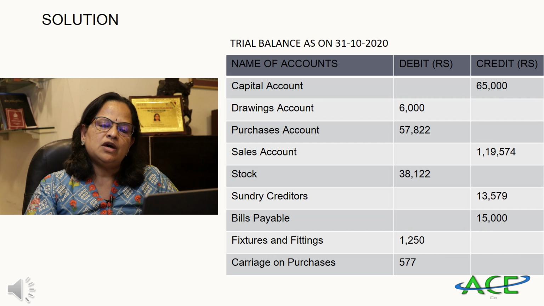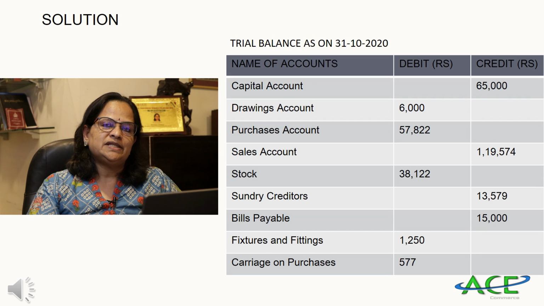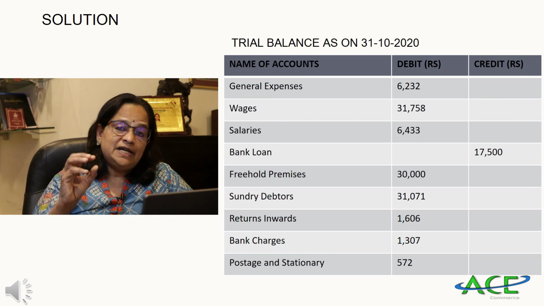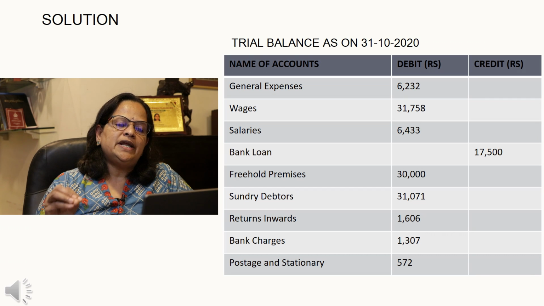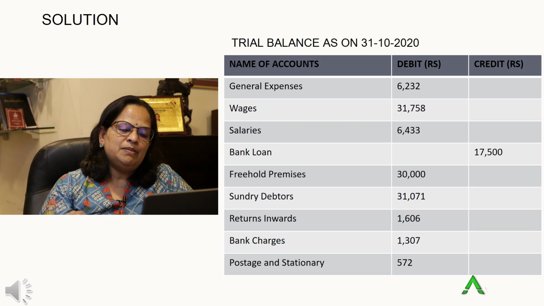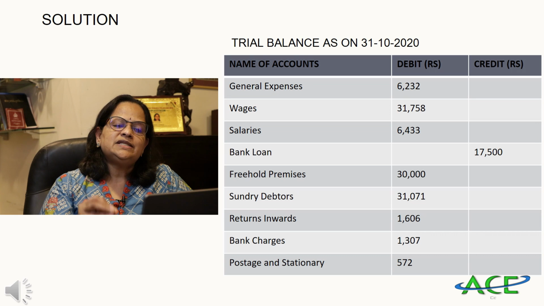Fixtures and fittings 1,250, it's an asset, a debit balance. Carriage on purchases, a debit balance, 577. General expenses, debit balance, 6,232. Wages, debit balance, 31,758. Salaries, debit balance, 6,433. Bank loan is a credit balance, 17,500. Freehold premises, it's an asset, 30,000, debit balance. Sundry debtors, it's an asset, debit balance, 31,071.